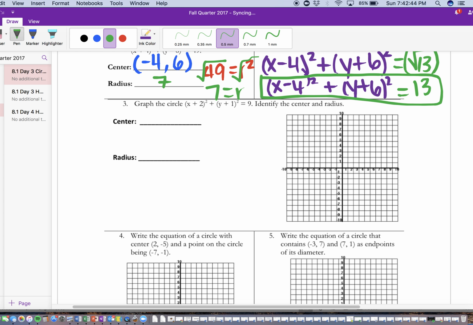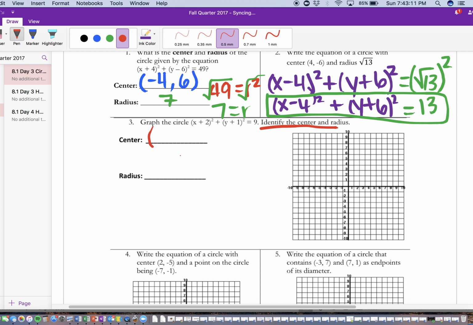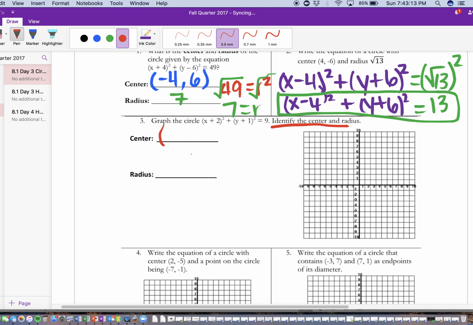Alright, number 3 says, they want us to graph the circle (x plus 2) squared plus (y minus 1) squared equals 9, and then identify the center and radius. Okay, so I like to actually identify the center and radius first, and then use this information to help me graph my circle over here. So my center, the (h, k), the h value comes from the opposite of positive 2, so that would be negative 2. And then the k value comes from the opposite of positive 1, which is negative 1.